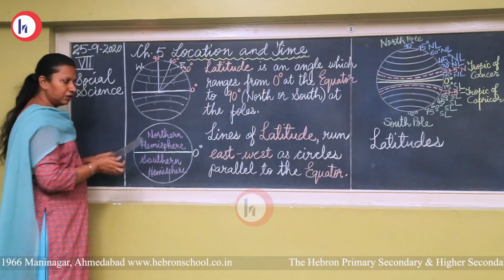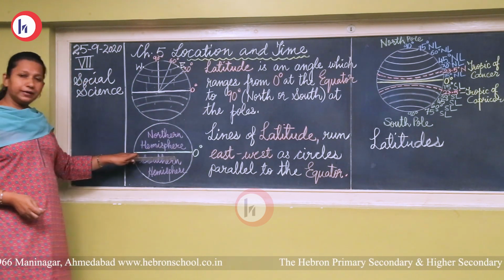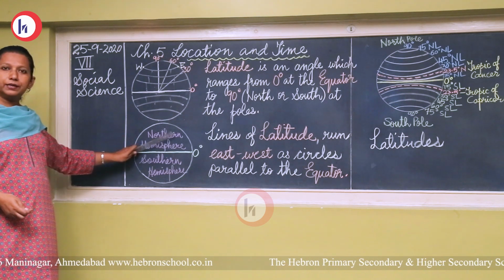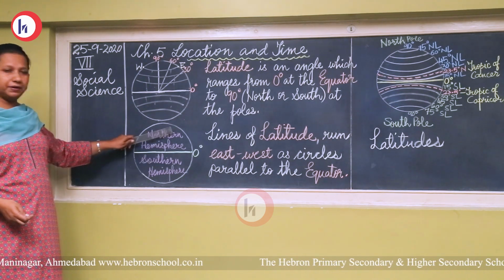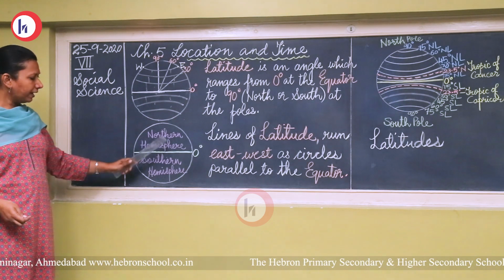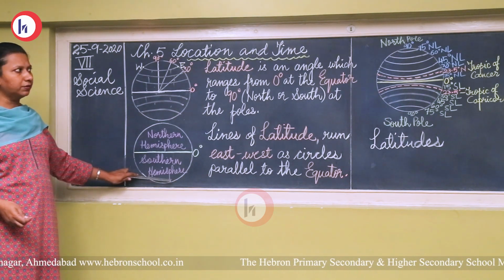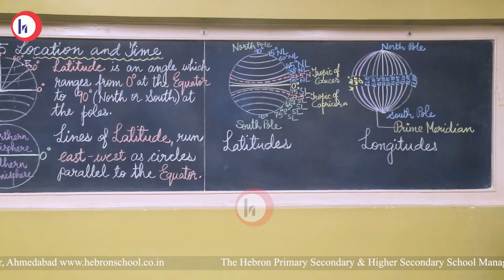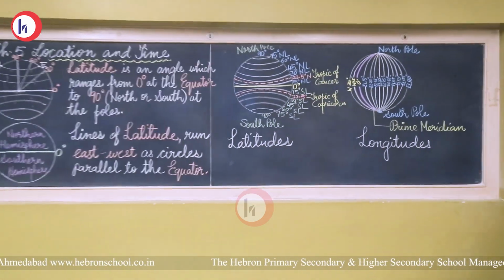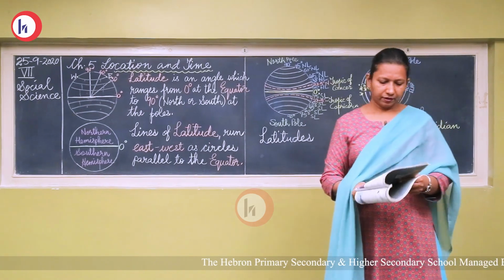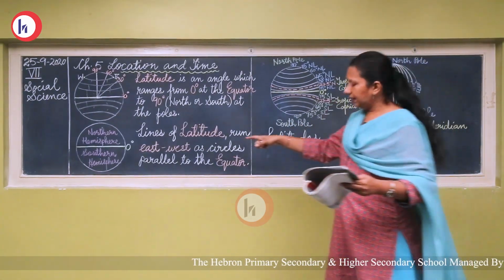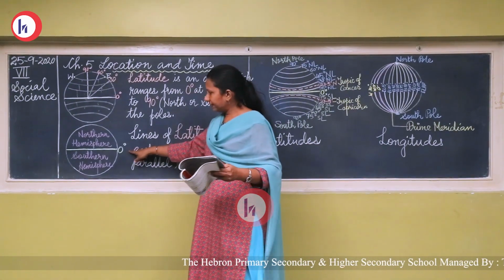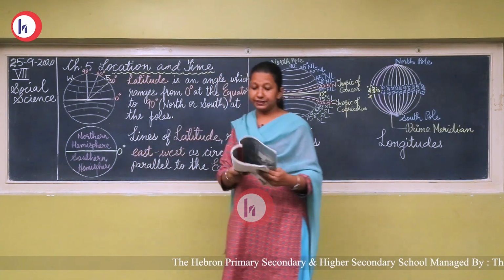Latitudes are parallel lines to the equator in the northern hemisphere as well as in the southern hemisphere. Now the equator divides the earth into two equal parts. The part above the equator is known as northern hemisphere and the part below the equator is known as southern hemisphere. Now as we proceed, the equator is the middle latitude. As I explained, equator is the middle latitude.